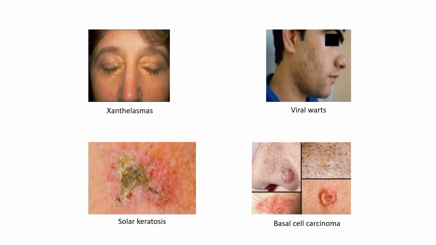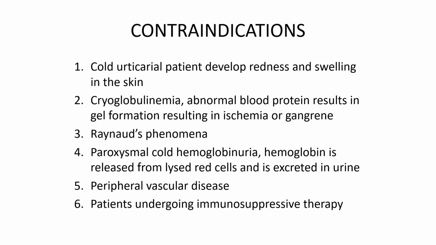هنا هم نفس الشي. الcontraindications للكرايوسيرجري أول شي cold urticarial patient develop redness and swelling in the skin. Cryoglobulinemia, abnormal blood protein results in gel formation resulting in ischemia or gangrene.